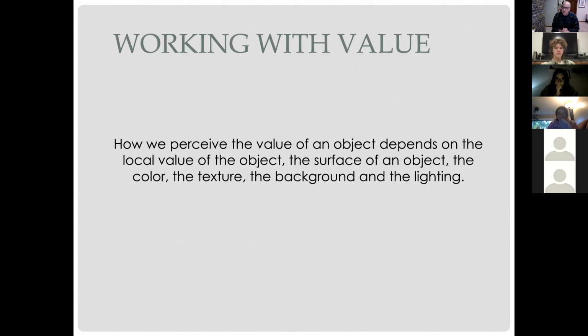Anybody know what local value is? It's okay if you don't. So local value is the actual value of something as we look at it in just a regular light source. It's the actual value of the object. Value is relative to light sources hitting an object, what kind of lighting situation it's in, other values around it. But local value is the actual value of the thing. Does that make sense to everybody? I'll understand that. Yeah. Okay.